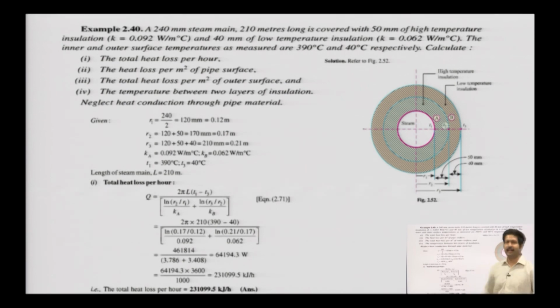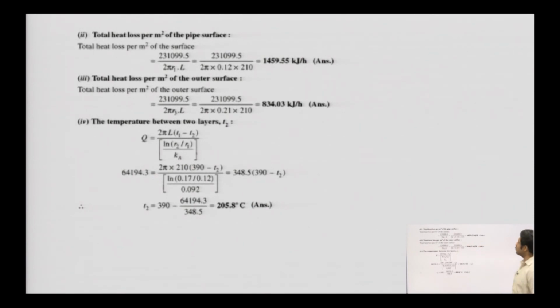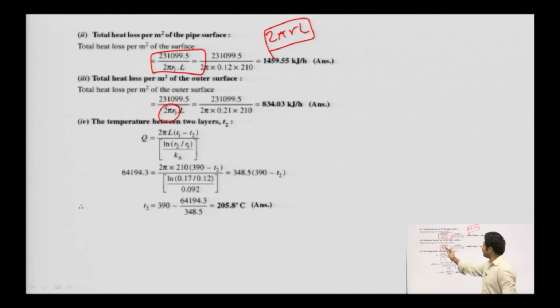On similar lines, this is another numerical. Everything is given. So this is R1, R2, R3, Ka, T1. The total heat loss per hour you can calculate, as I have already mentioned several times. Then the total heat loss per meter square of the pipe surface, meaning you have to divide it by 2 pi RL, that is the area. The total heat loss per meter square of the outer surface, so that is the outer radius.